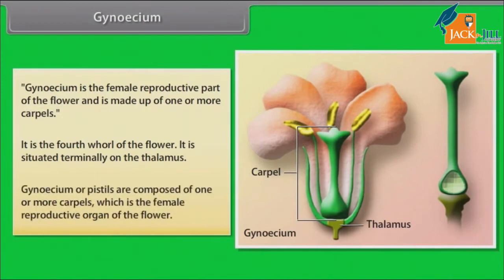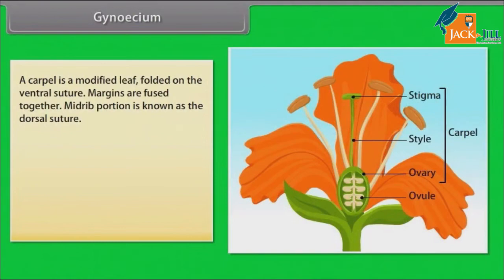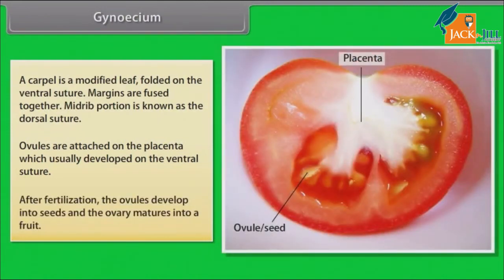Gynoecium or pistil is composed of one or more carpels, which is the female reproductive organ of the flower. A carpel is a modified leaf folded on the ventral suture. Margins are fused together. The midrib portion is known as the dorsal suture. Ovules are attached on the placenta, which usually develops on the ventral suture. After fertilization, the ovules develop into seeds and the ovary matures into a fruit.